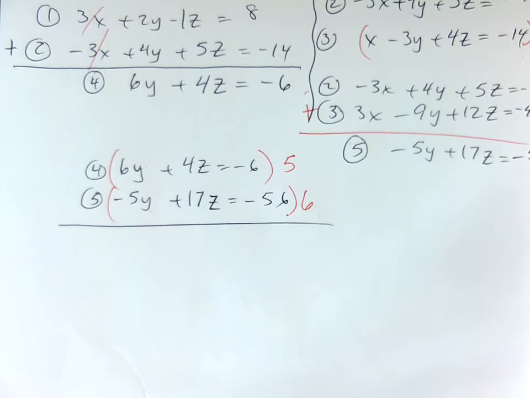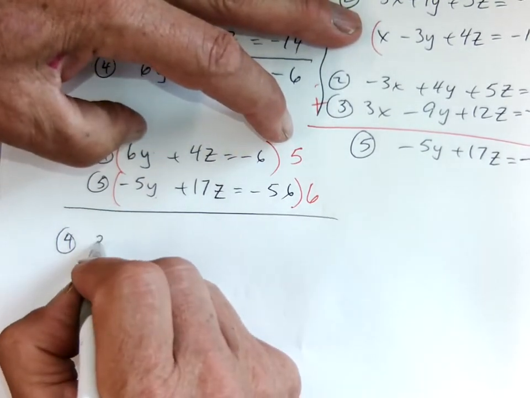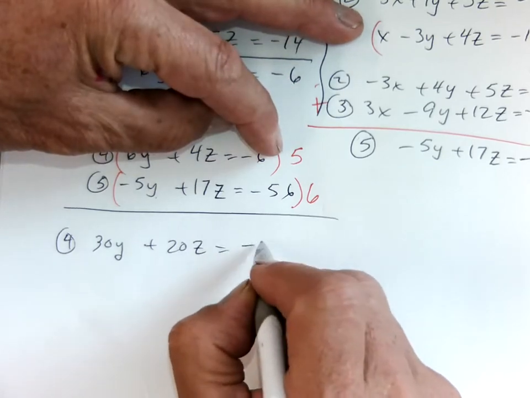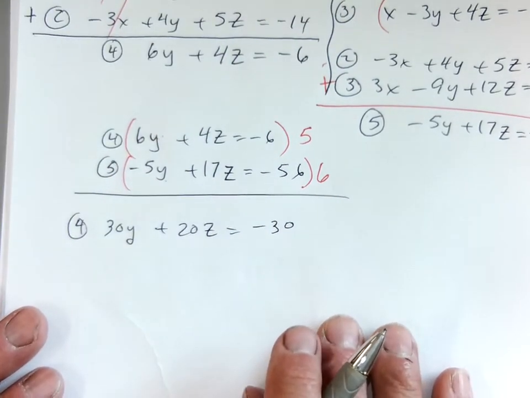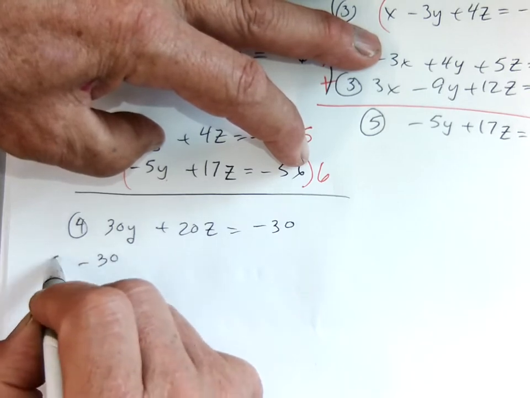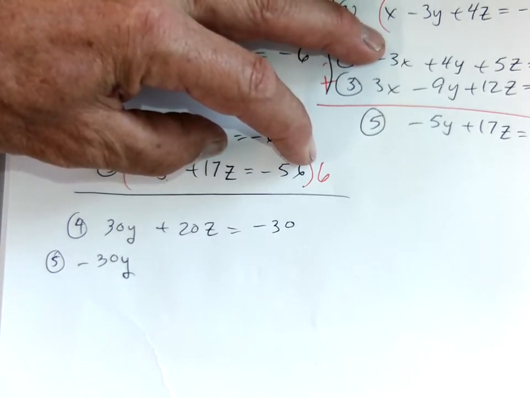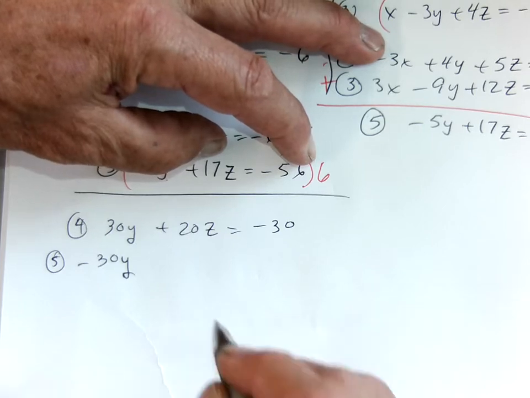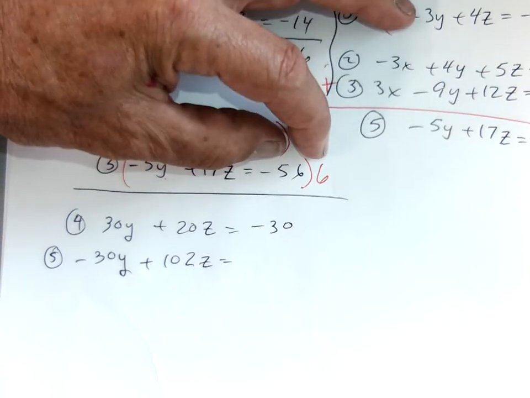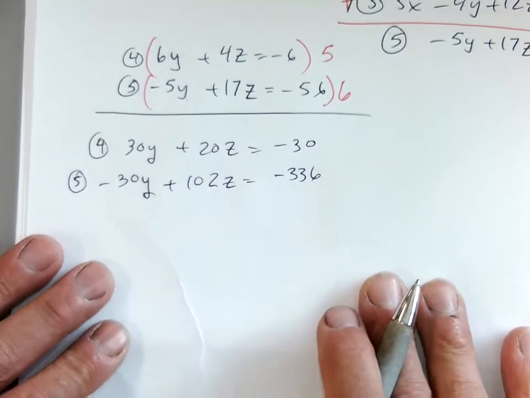You guys agree? So let me rewrite equation 4 as 30y plus 20z equals negative 30, okay? And then equation 5 is going to be negative 30y plus, I don't know, that's why we use calculators, right? 17 times 6, a positive 102z equals, these are big numbers, but that's why I have a calculator, 6 times negative 336. I'm hoping things are going to cancel out nicely for me, okay?